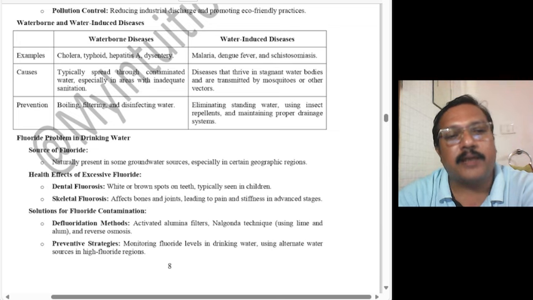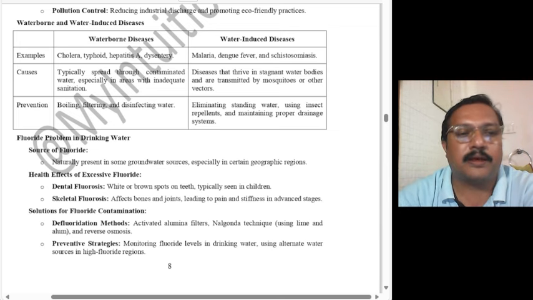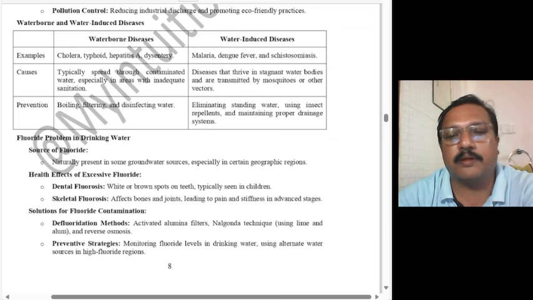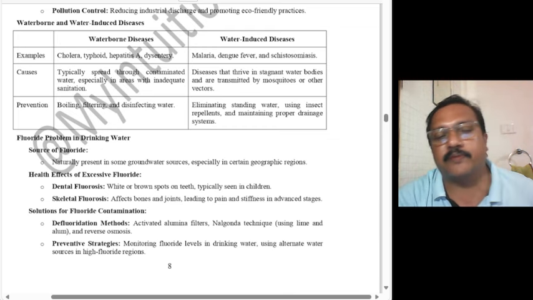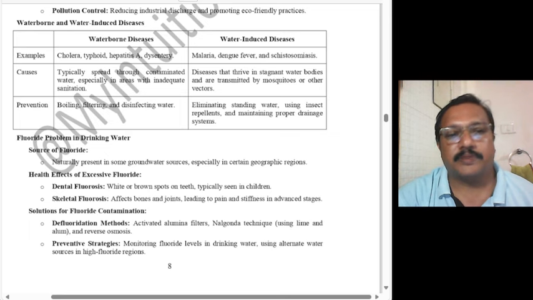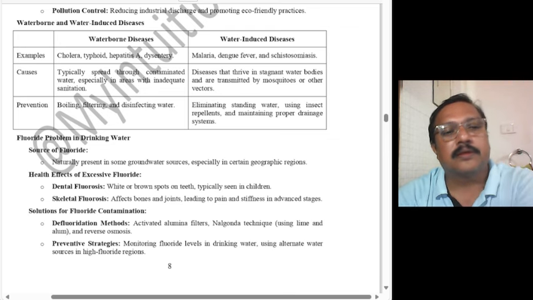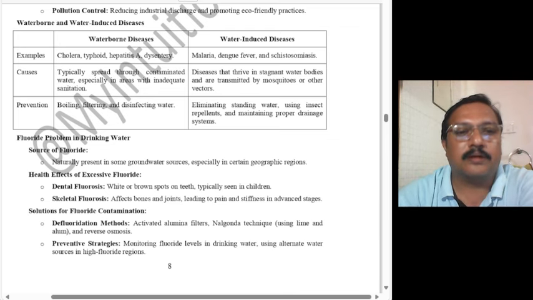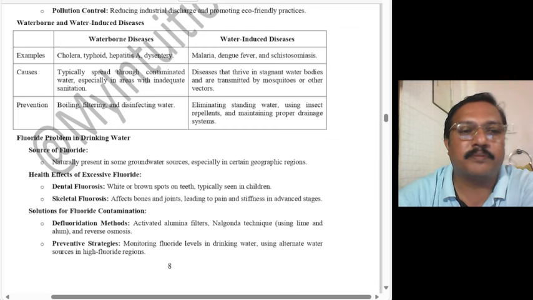To prevent water-induced diseases, there are many methods we can follow. First one is eliminating the standing water. Then, using insect repellents, which will protect against mosquito bites, especially where malaria or dengue are very common.